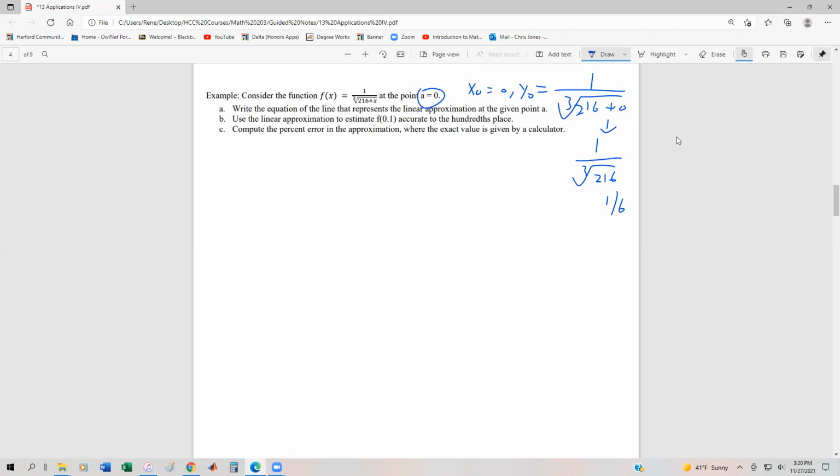So we're going to find the derivative. And to find the derivative, what we should probably do is start by setting this up as 216 plus x to the minus 1/3 power. And then from there, we can go ahead and find the derivative. So this is going to be our f prime at x. So that's going to be minus 1/3 times 216 plus x to the negative 4/3 power.